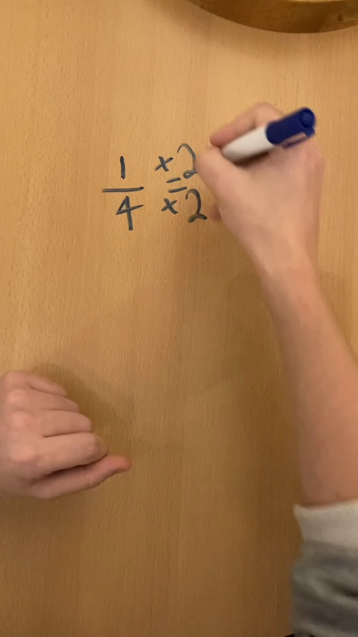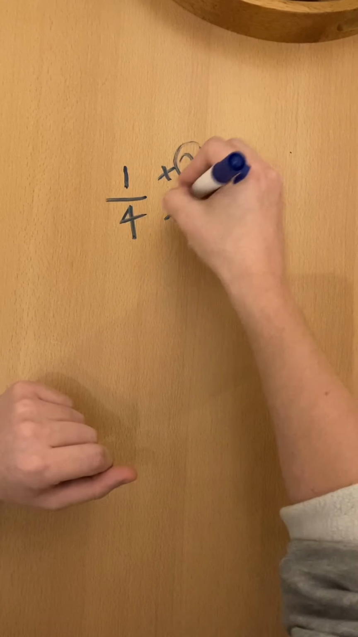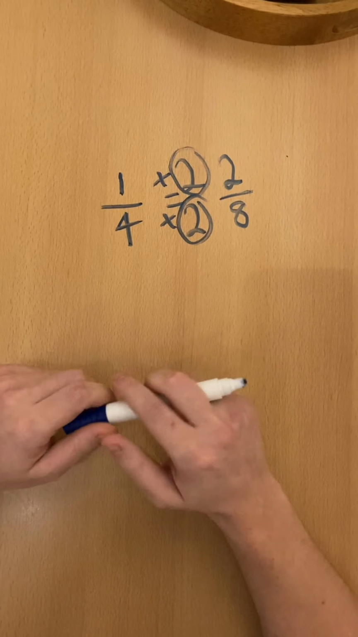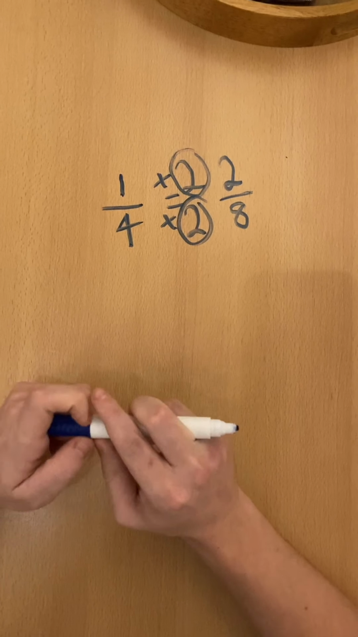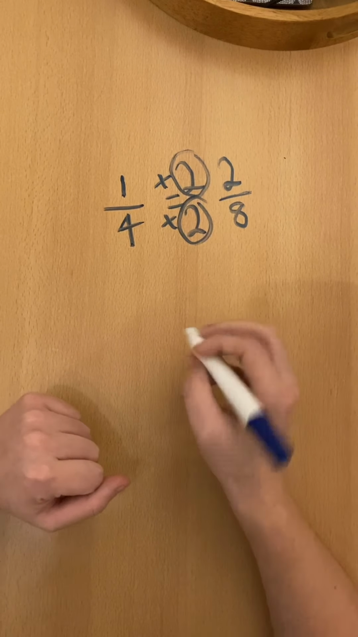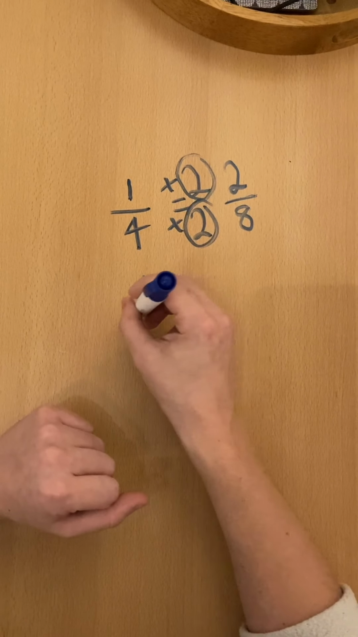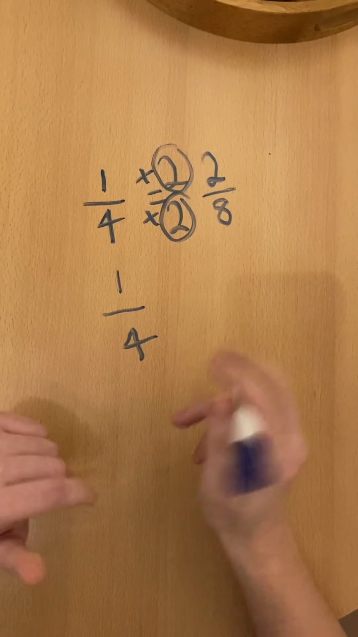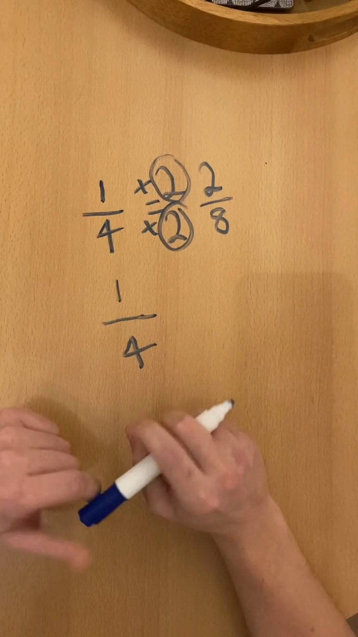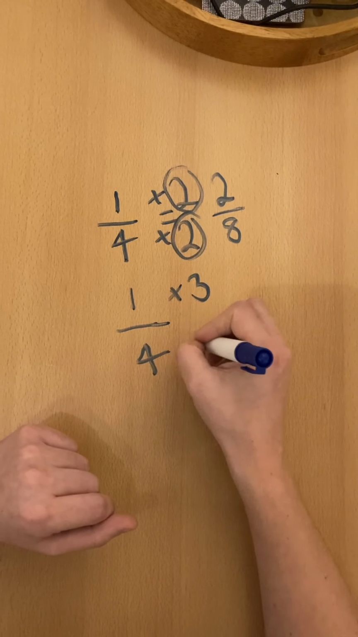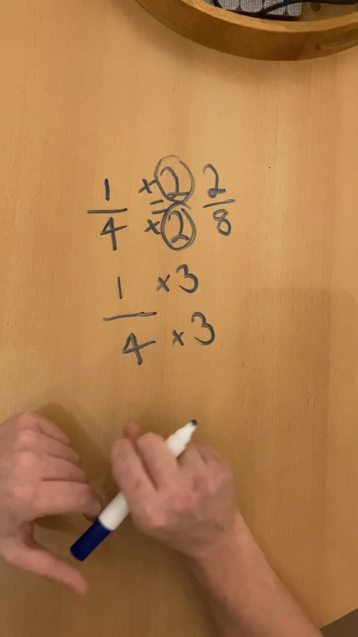Now, the number 2 has a special name. That is called a factor. The factor has to stay the same when you are doing this. However, it doesn't matter what the factor is. For example, if I was to use a quarter again, with my 1 on the top for my numerator and the 4 on the bottom for my denominator, I'm then going to times it by 3 this time. So my factor is going to be 3.